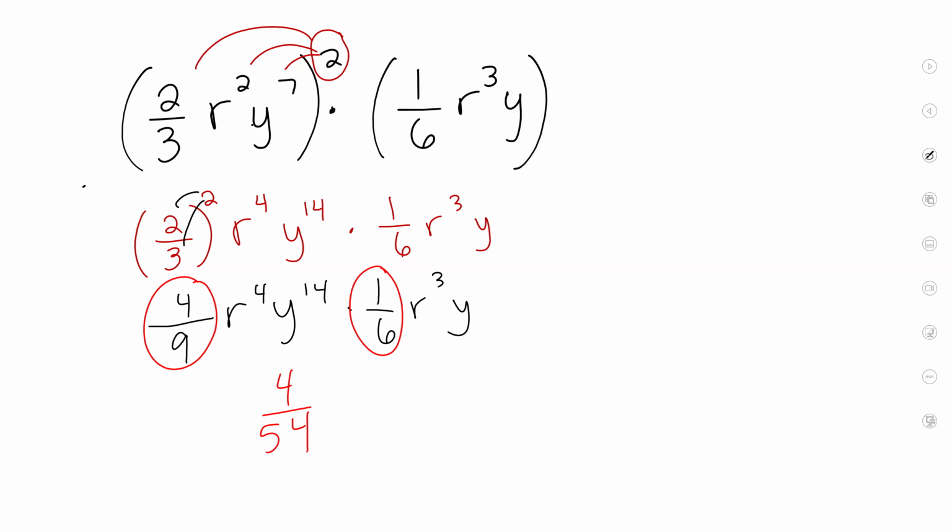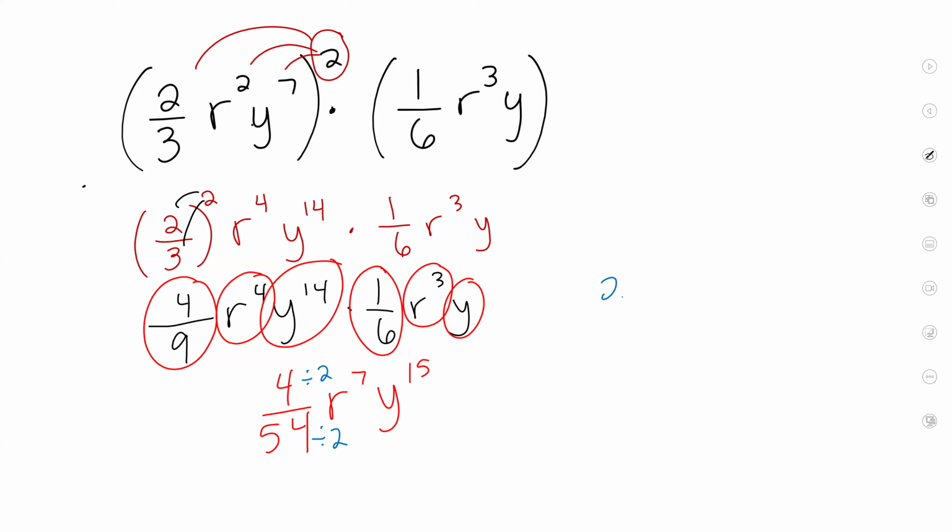Let's do my r's next. This is the product rule. So we're going to add those. R to the 7. Y to the 14 and another y is y to the 15. We're not done. We need to simplify. I'm going to divide this fraction by 2 and this fraction by 2. So this will be 2/27, r to the 7, y to the 15.